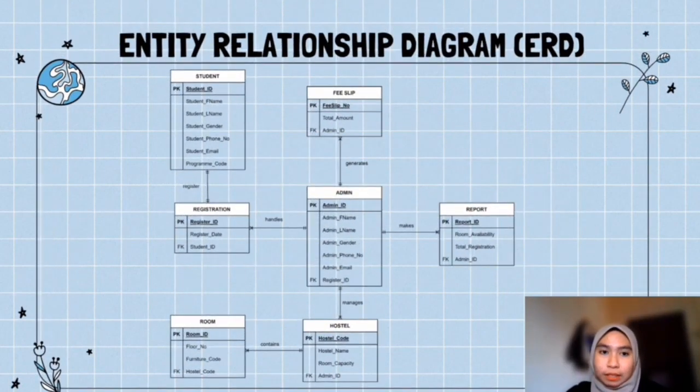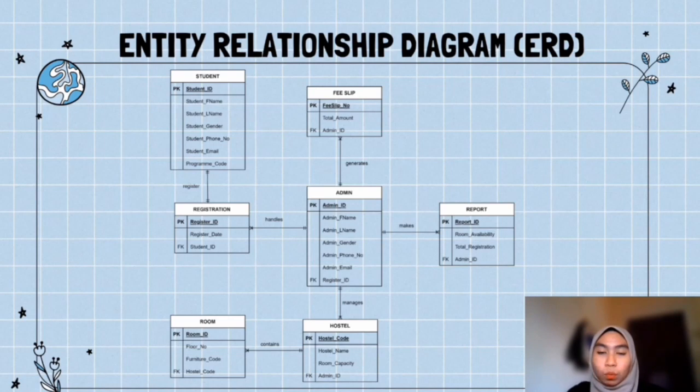Next, for the business rule of the system, it has 7 entities which are student entity, registration entity, admin entity, fee slip entity, hostel entity, room entity, and report entity. Each of these entities has its own business rule. The first business rule is for student and registration entities. These 2 entities have a one-to-one relationship where each student can register for one registration and each registration can be registered by one student. The next business rule is for admin and registration entities.